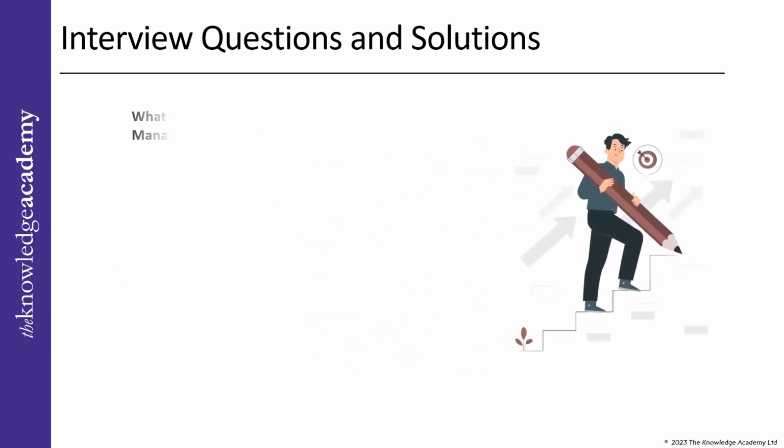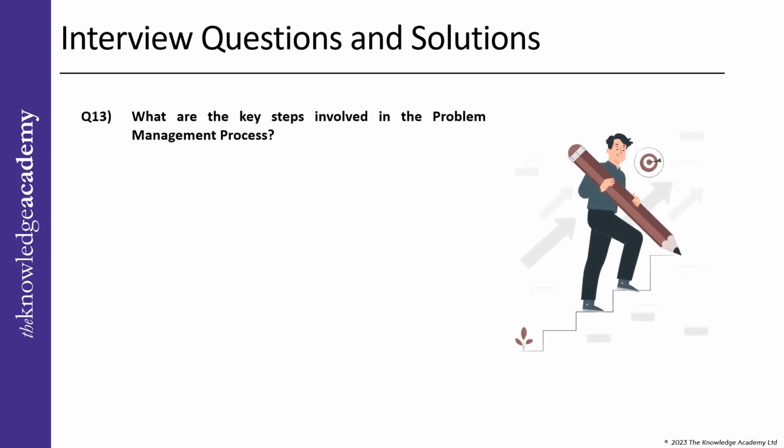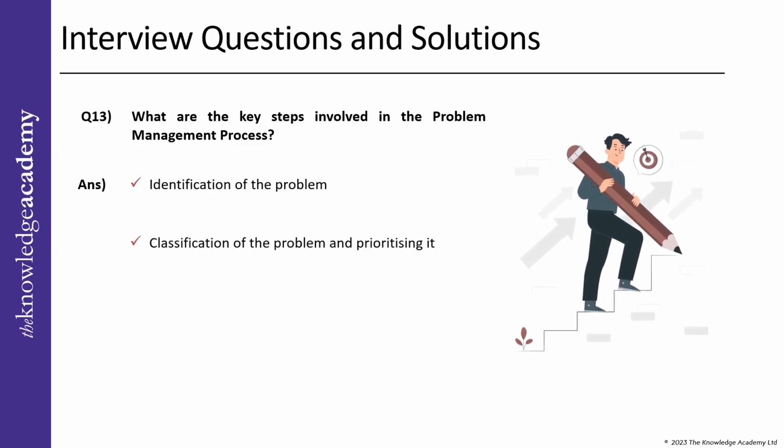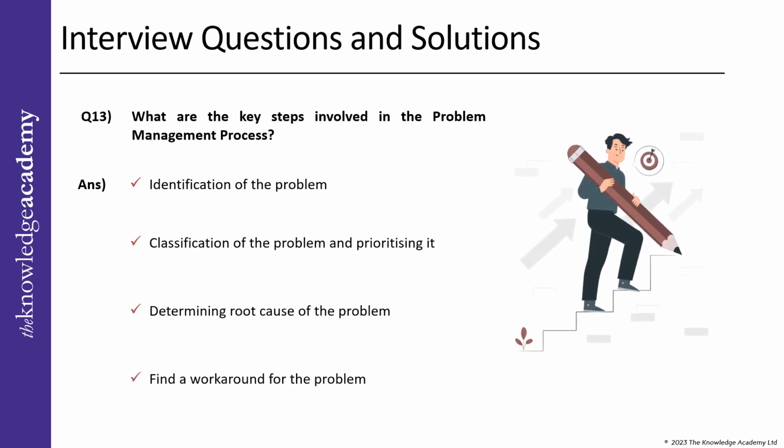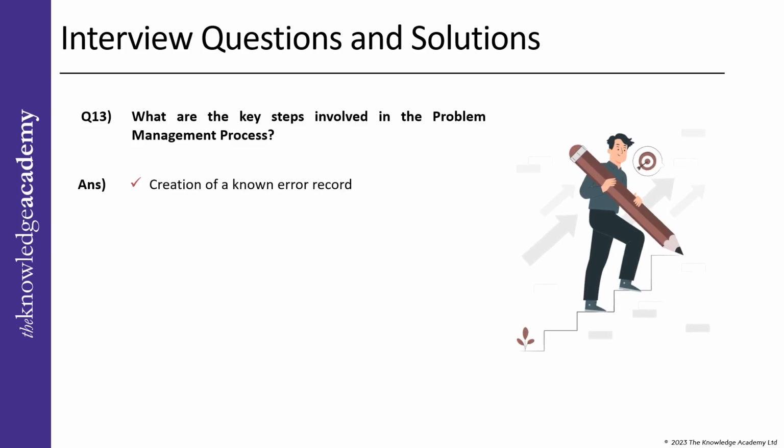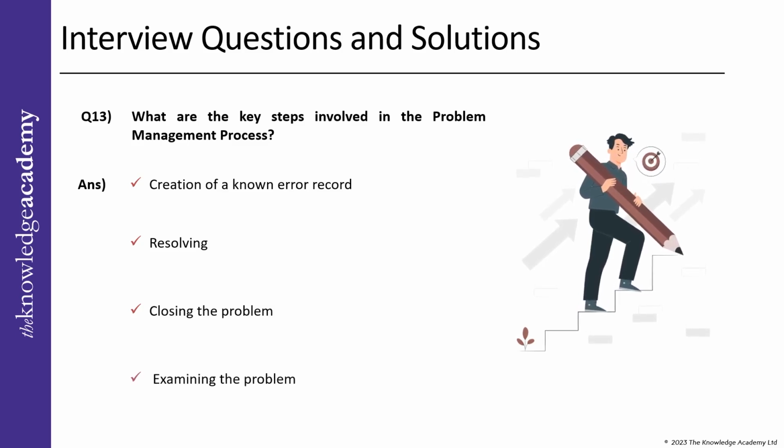Question 13. What are the key steps involved in the problem management process? Answer. Key steps involved in the problem management process are identification of a problem, classification of the problem and prioritizing it, determining root cause of the problem, find a workaround for the problem, creation of a known error record, resolving, closing the problem, and examining the problem.